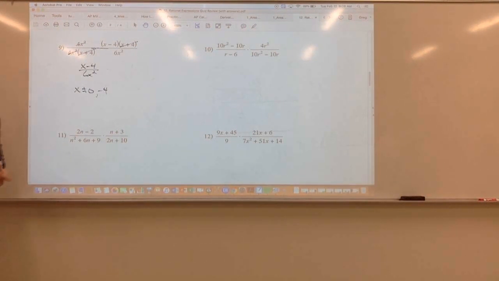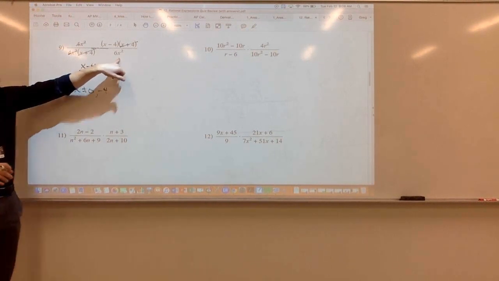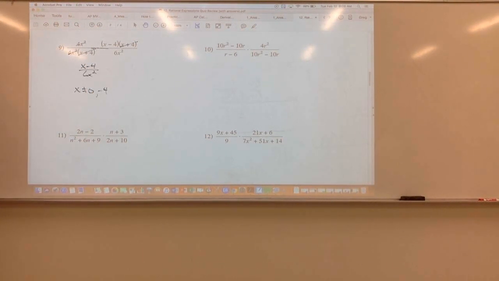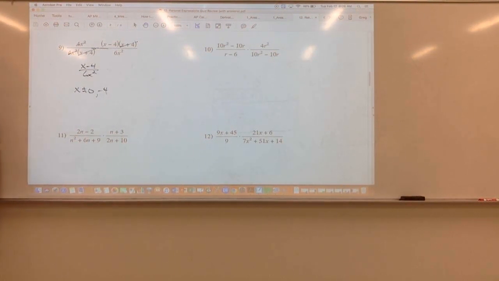How about this last one, the 6x squared? 6 times what squared is 0? Yeah, this one's just 0 as well, right? 6 times 0 squared is 0. So we don't have to write that again. So my only two restrictions end up being 0 and -4.